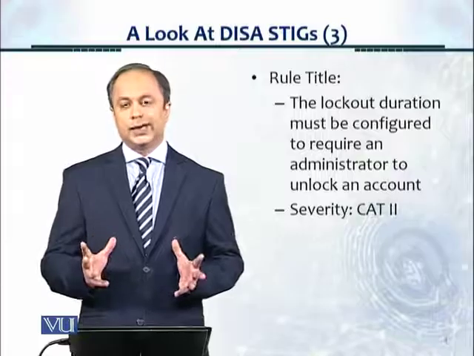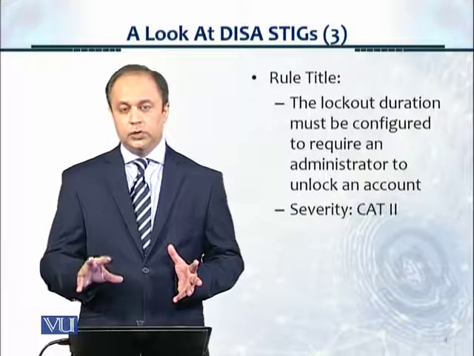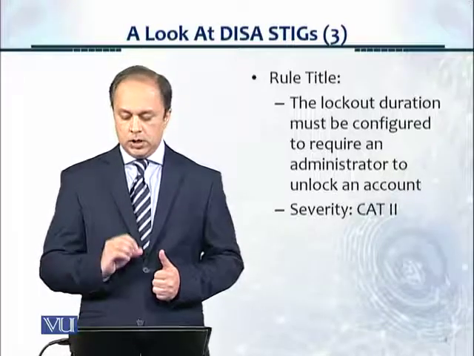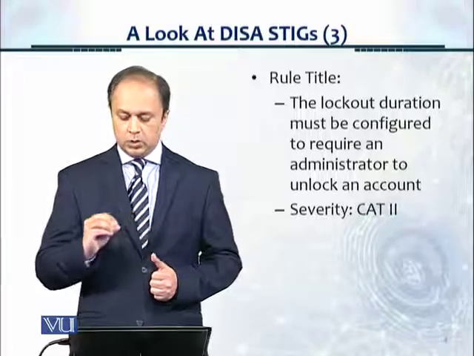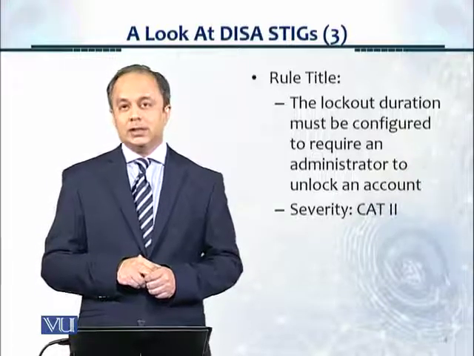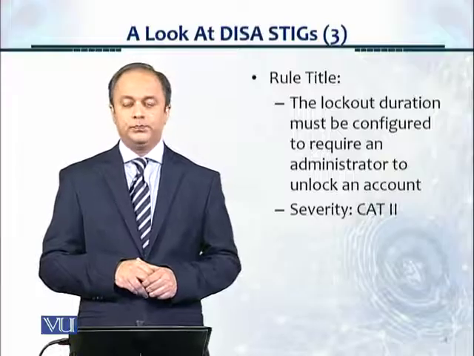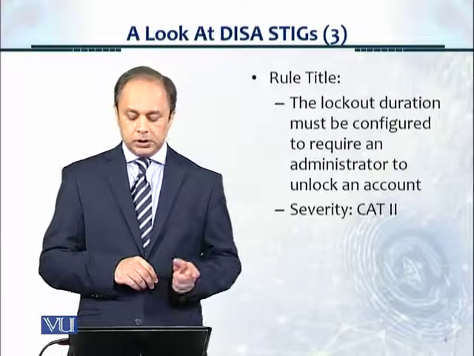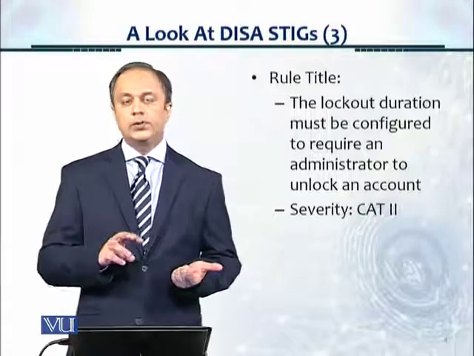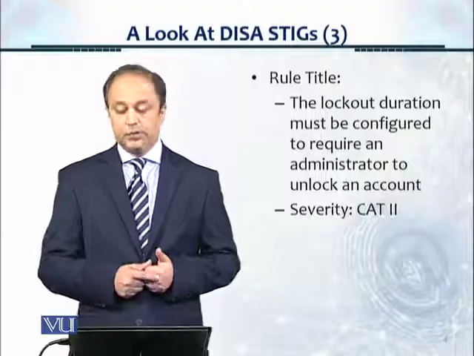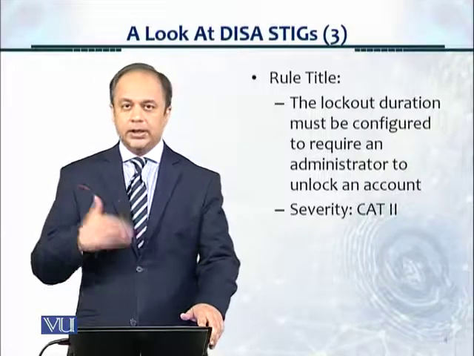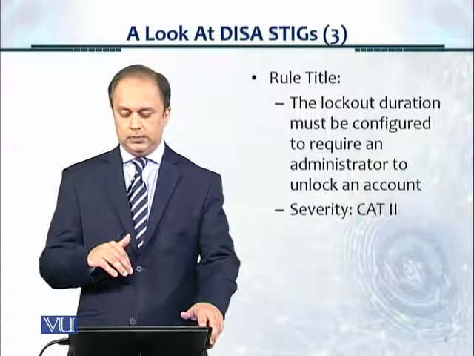So here's the rule title, and it tells you what the actual rule is. It says the lockout duration must be configured to require an administrator to unlock an account. So it's asking you to set the duration of the lockout whenever a lockout happens. This particular rule is not for enabling a lockout. It's for setting the lockout duration. And the severity is Cat 2. So it's not a Category 1, it's not a Category 3, it's a Cat 2, which is in the middle.